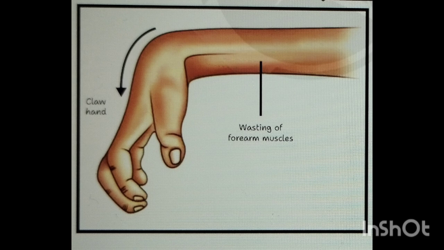And then Klumpke's palsy. It is lower trunk injury, C8, T1 injury. It will cause claw hand deformity and Horner syndrome. Horner syndrome is due to T1 sympathetic fiber involvement, along with intrinsic muscle of hand deformity. When T1 is predominantly involved, it will lead to Horner syndrome, causing ptosis, miosis and anhidrosis. And this is the image for claw hand, and it is showing wasting of the forearm muscles.